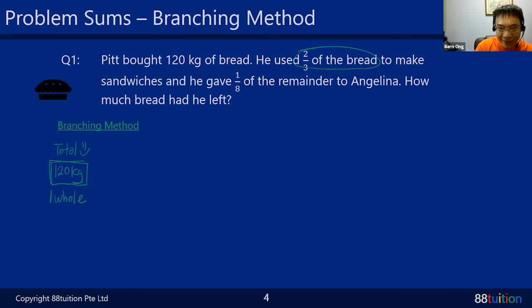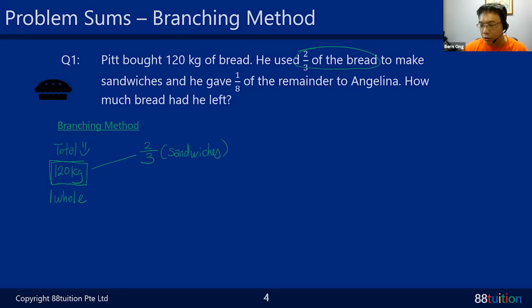So down here, 2/3 of the bread. This 2/3 is actually from the total 120 kg. And this 2/3 is used to make something called sandwiches. Is that okay?